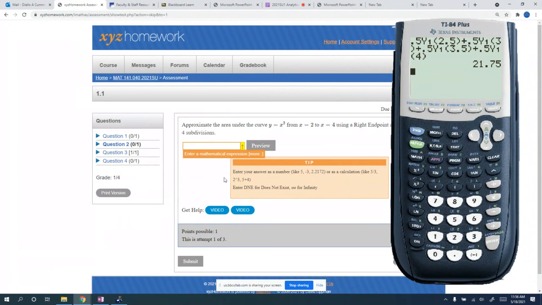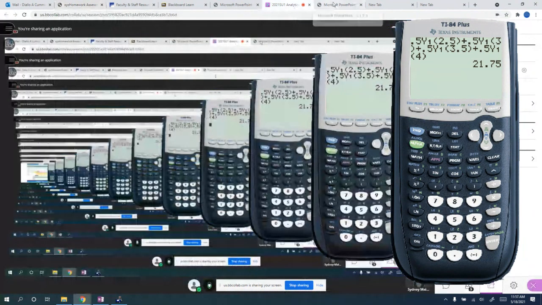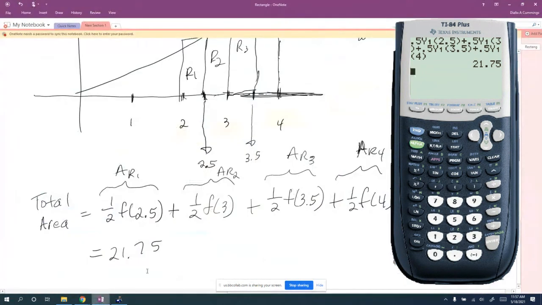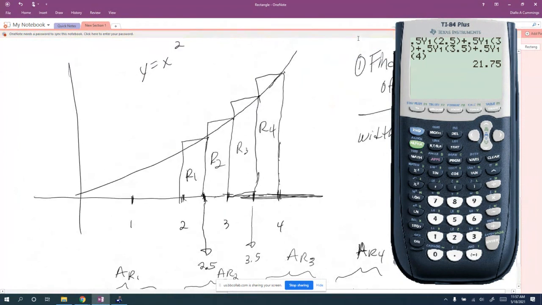Okay, I'm in one though, so if I put something in, it may conk me out of it. Oops. All right, so I'll go back. So this is 21.75 square units.